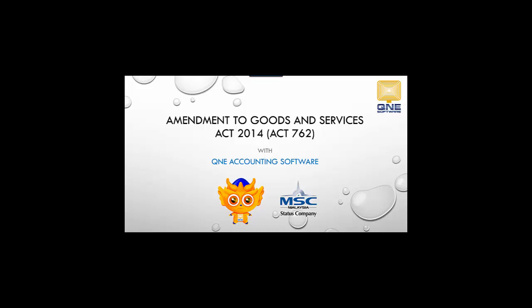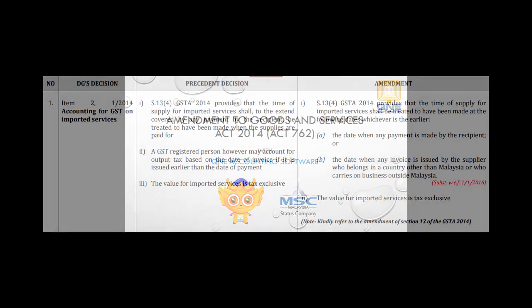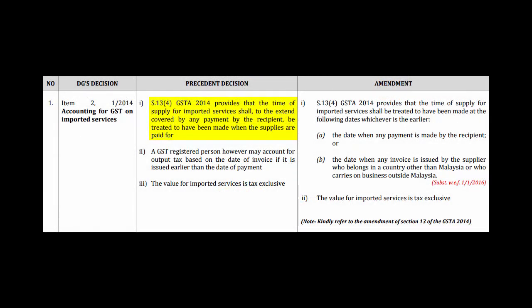In this video, I will show how QNE Optimum handles the latest amendment in GST Act 762. Before the amendment, the Act states that the time of supply for imported services shall, to the extent covered by any payment by the recipient, be treated to have been made when the supplies are paid for. Secondly, a GST registered person, however, may account for output tax based on the date of invoice if it is issued earlier than the date of payment.